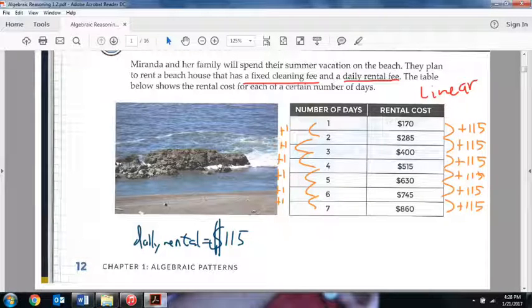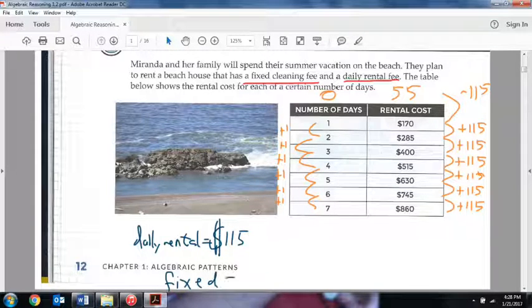All right. The fixed cleaning fee, the way we find that is actually the starting point. If we back up, subtract 115, we find that point 0 is 55. So that no matter what, you start off with a $55 charge. That is your fixed cost. So you pay $55 no matter how many days you stay. So at the end of your time, you're charged $55. Alright? So that is your fixed cost.